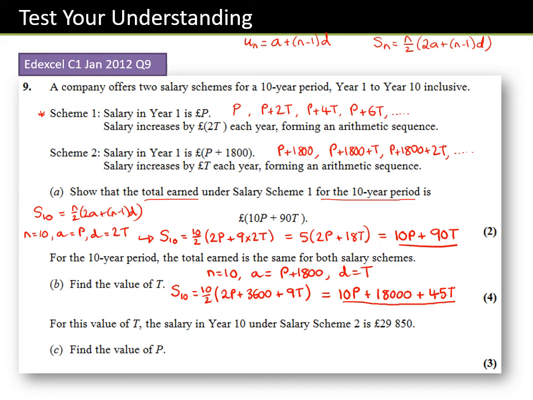We're told that these two things are equal. And so putting those equal, we can see that 45t must equal 18,000, and we can work out from that t must be 400.